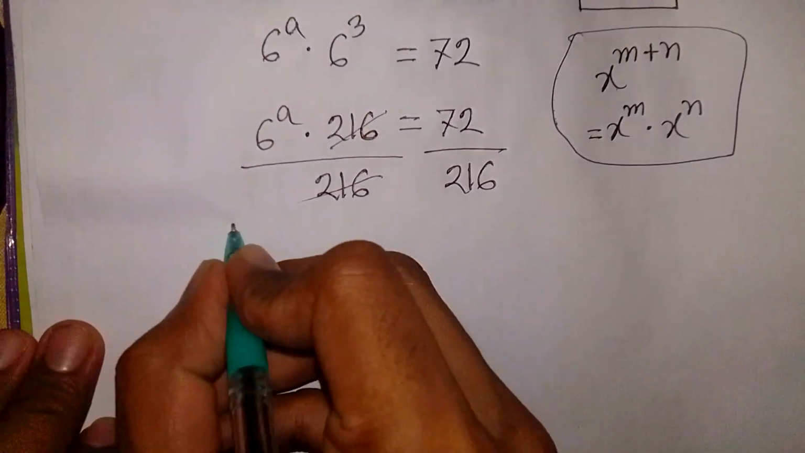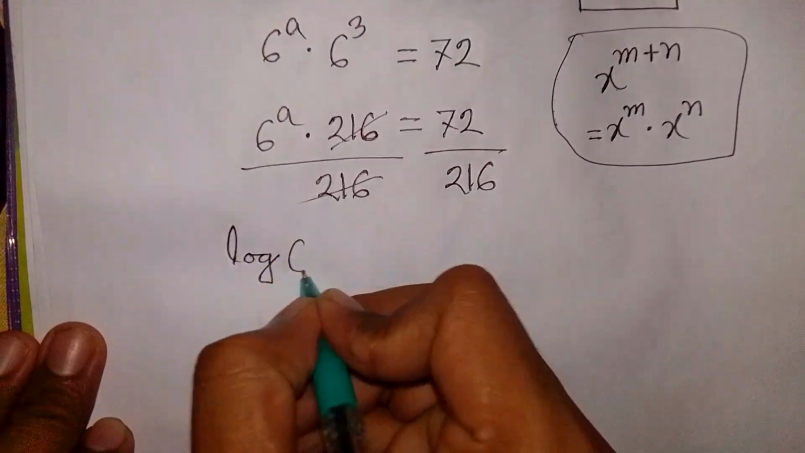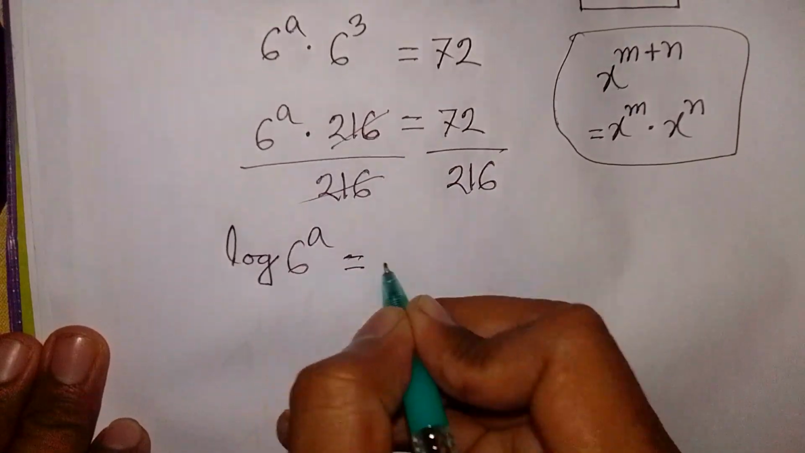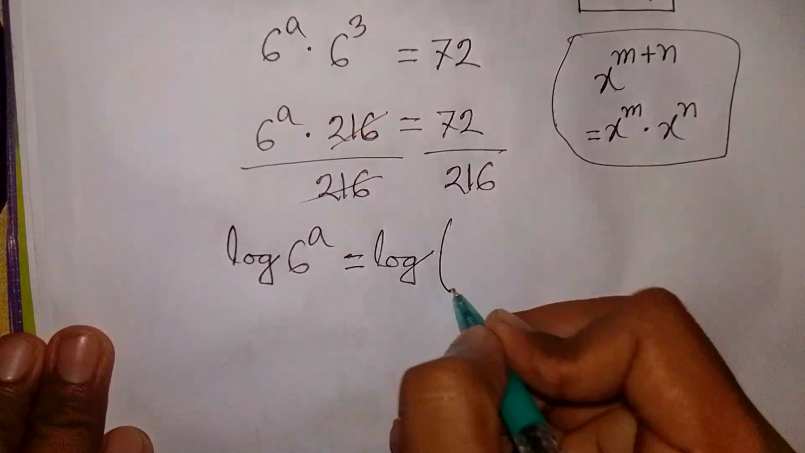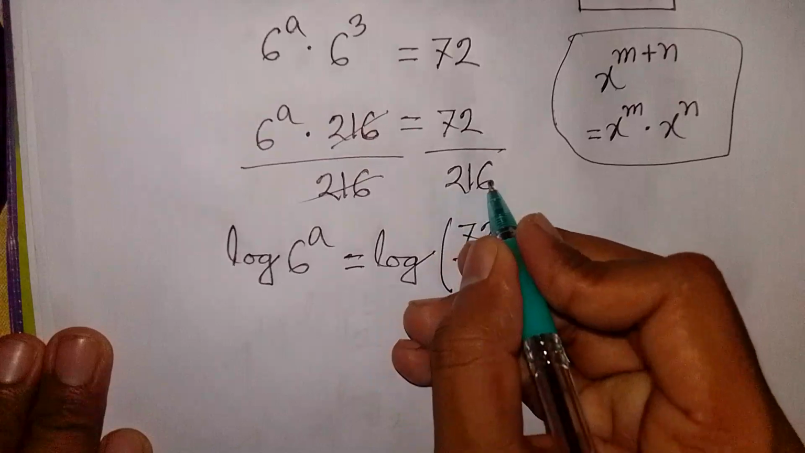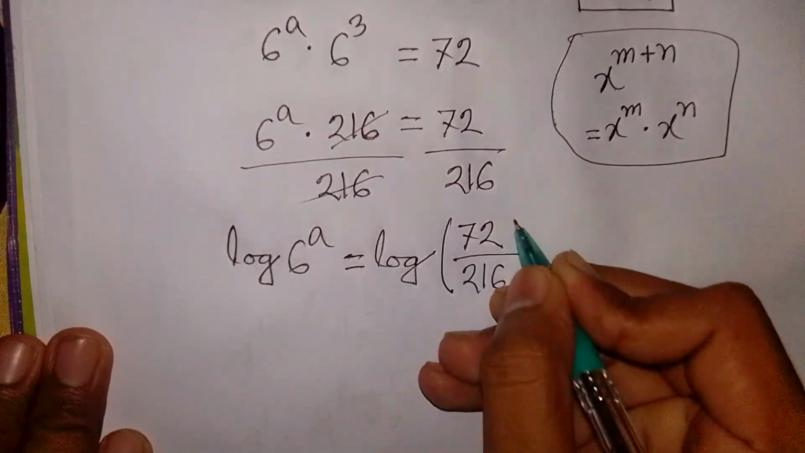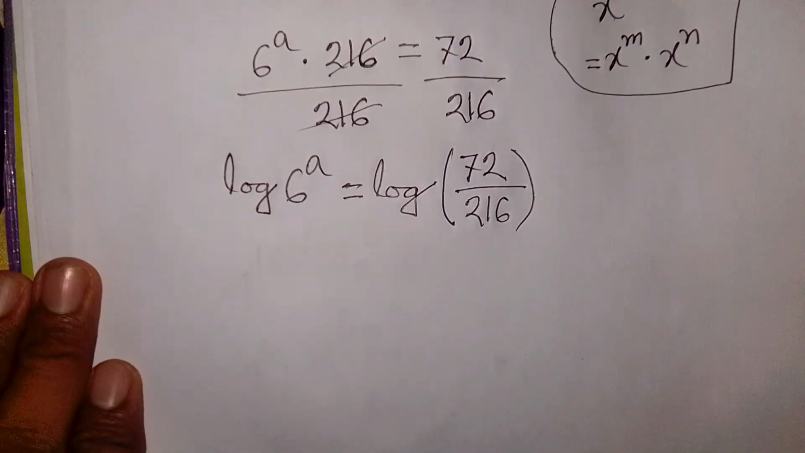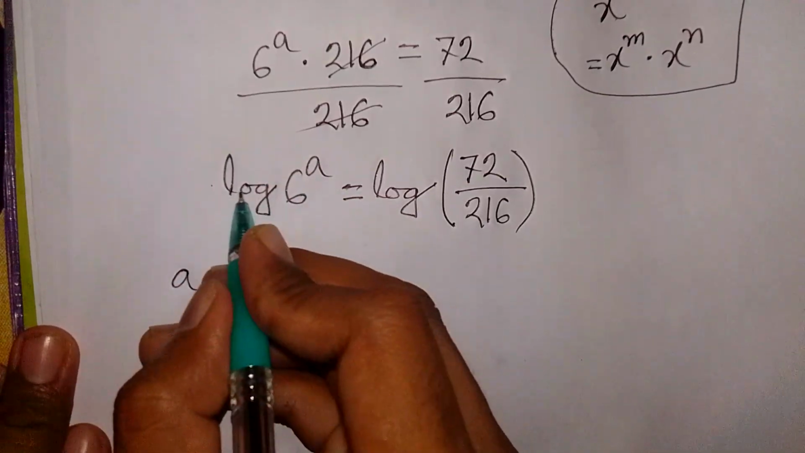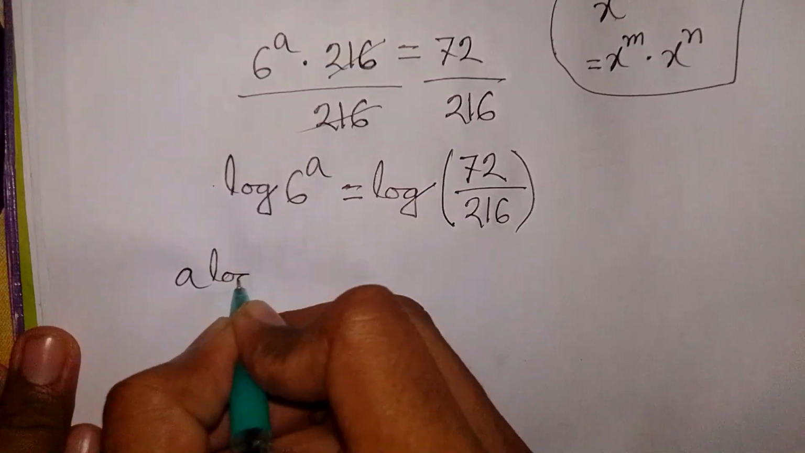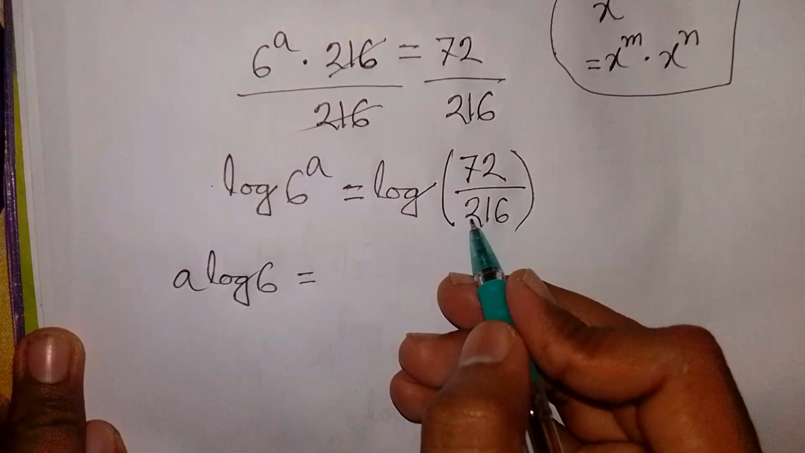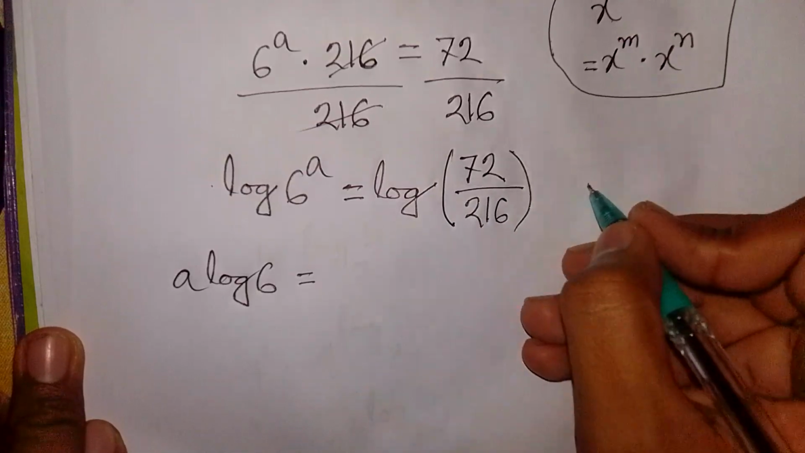Now we apply log on both sides. So log of 6 power a is equal to log of 72 over 216. Now here this power a will move to the front, so it will be a log 6 is equal to log of 72 over 216, and so we apply this formula.